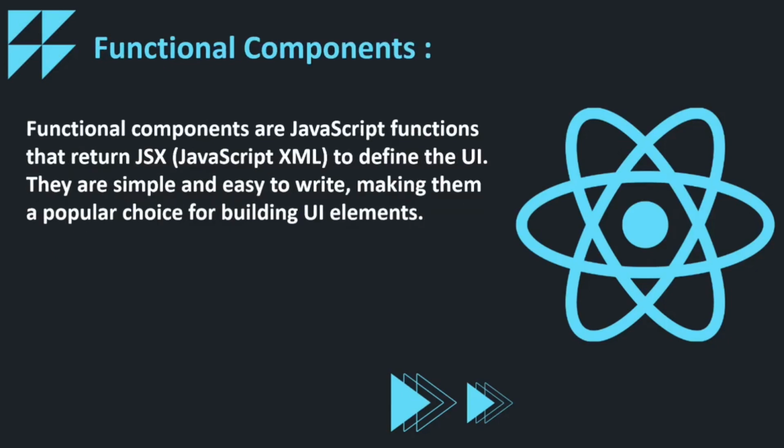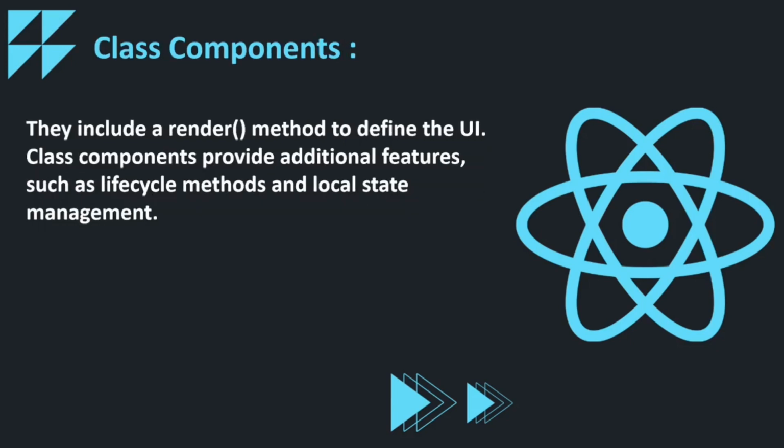Functional components are JavaScript functions that return JSX to define the UI. They are simple and easy to write, making them a popular choice for building UI elements. In a few minutes, I'm going to explain in practical also how you can write a functional component and how you can write a class component. Now let's understand class components. Class components are JavaScript classes that extend React component. They include a render method to define the UI. Class components provide additional features such as lifecycle methods and local state management.